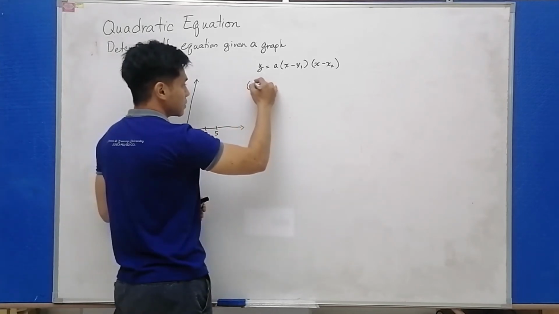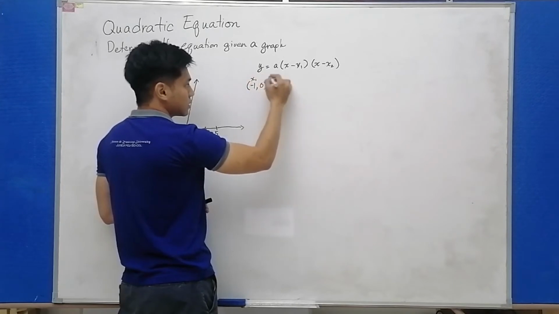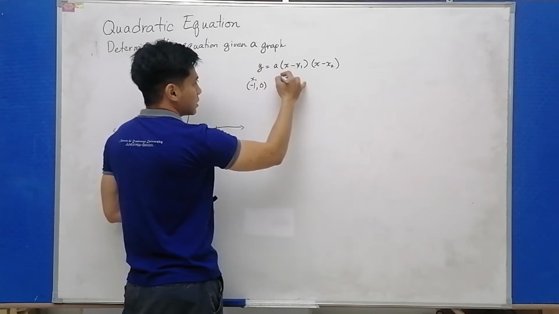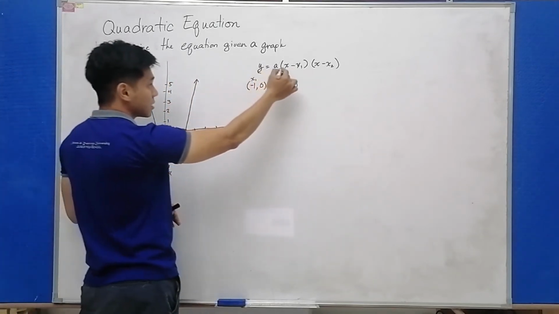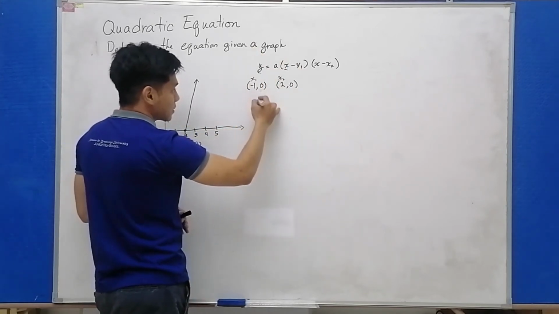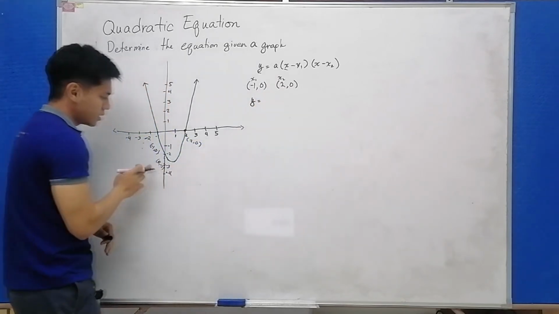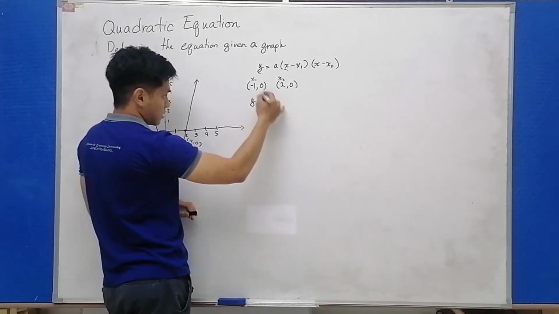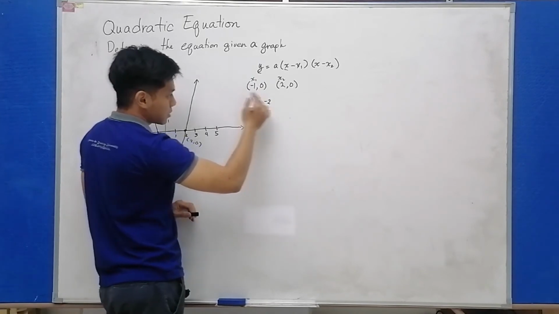These are our roots that we have identified. We'll label this as x sub 1, and this root (2, 0) we'll label as x sub 2. And then for our y and x, we can actually look at our y-intercept. So y is going to be the y in the y-intercept, which is negative 2. y is going to be negative 2 for this equation.